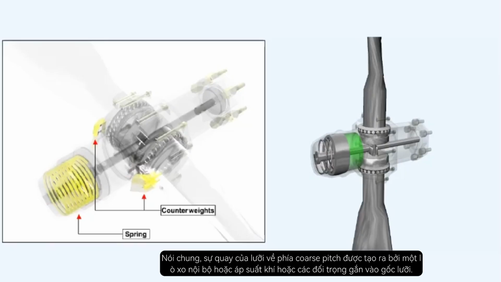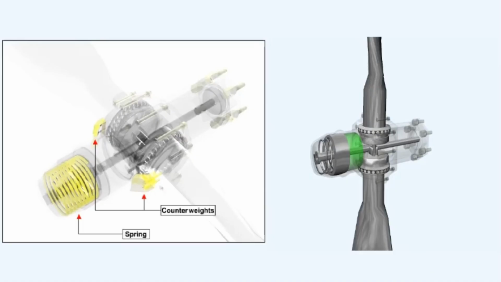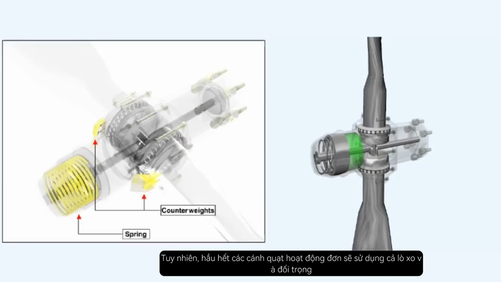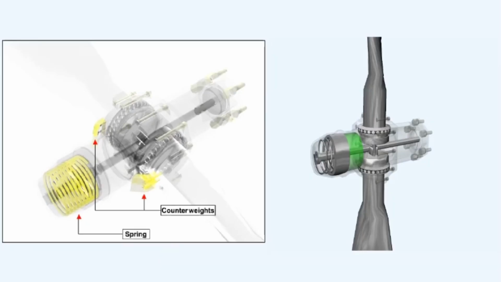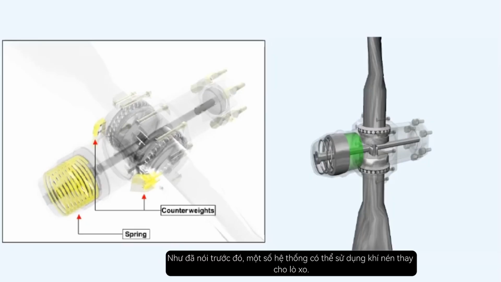Generally, blade rotation towards coarse pitch is induced by an internal spring or gas pressure, and or counterweights attached to the blade roots. Most single-acting propellers, however, will utilize both a spring and counterweights. As we said earlier, some systems may use compressed gas instead of the spring.